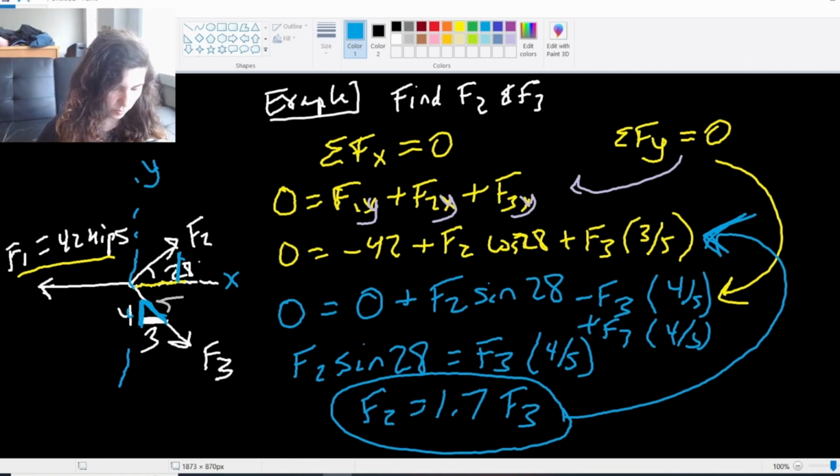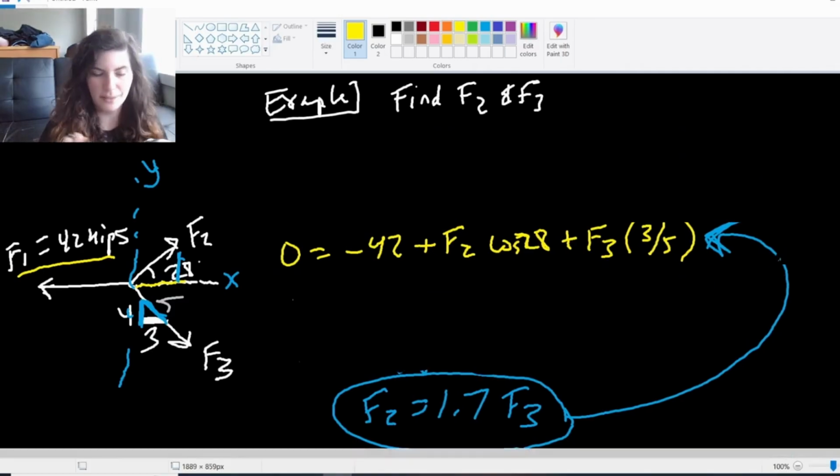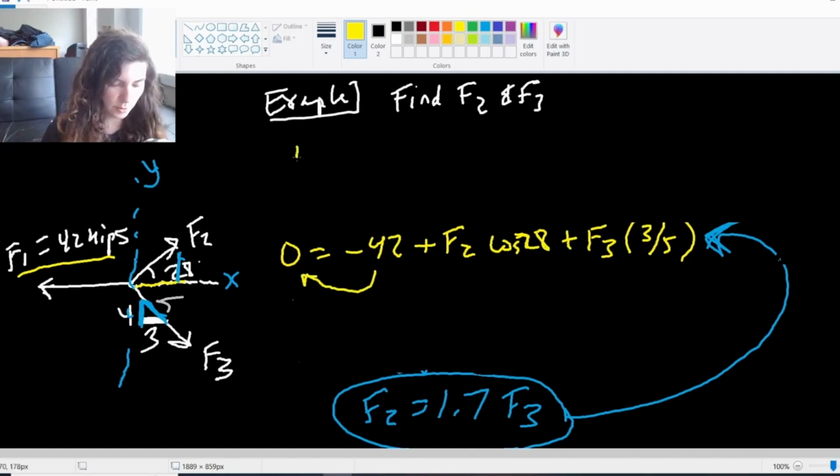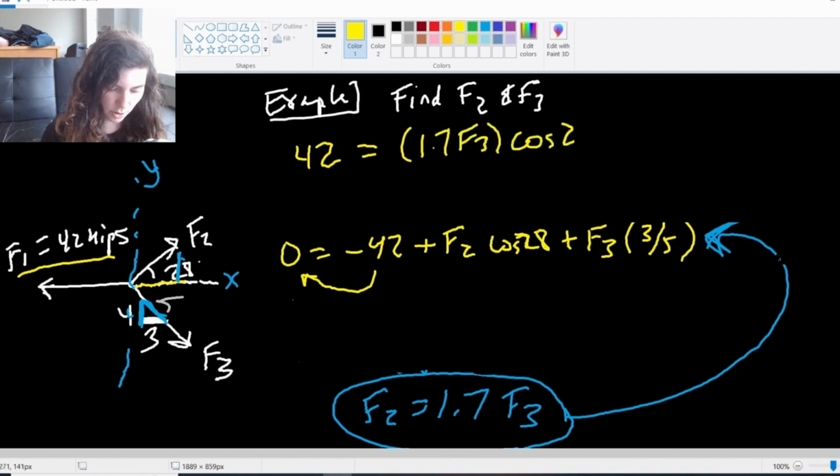I'm going to go ahead and erase all of this. Okay, I ended up erasing everything that we aren't interested in. So all we're interested in is substituting this f2 relationship, f2 equals 1.7 f3, into this equation we found earlier. So I'm going to move the 42 over here. So 42 equals, our f2 is 1.7 times f3, so 1.7 f3 times cosine 28 plus f3 times 3/5.